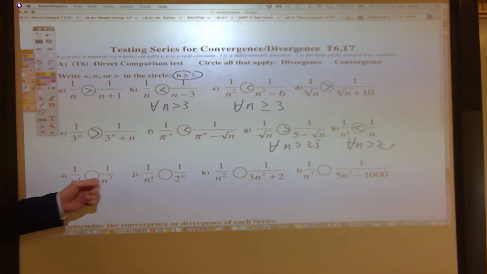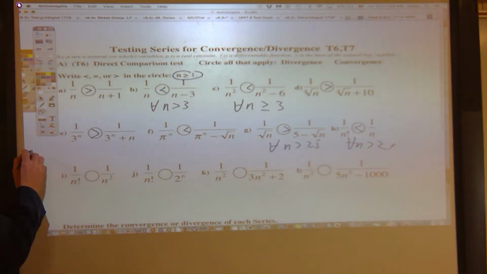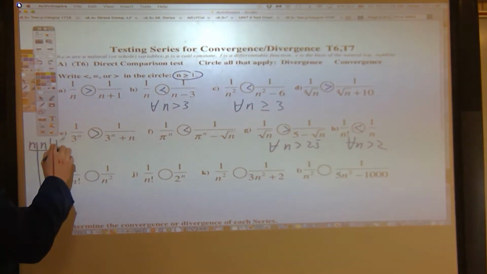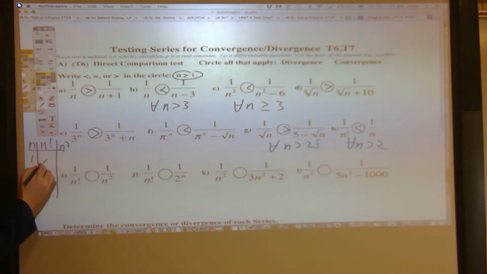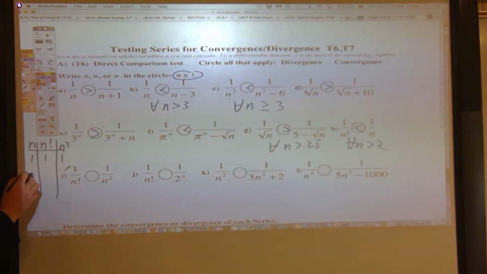Last row. Which one is bigger, n factorial or n squared? Well, it's like a horse race. Let's compare n factorial to n squared. When n equals 1, 1 factorial is 1, they're tied. So we can't say greater than or less than.